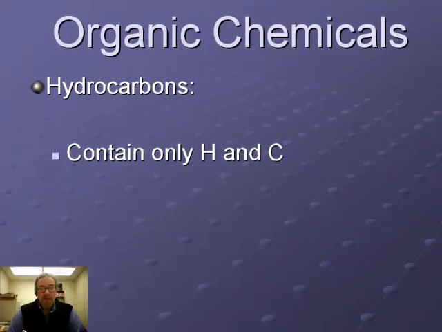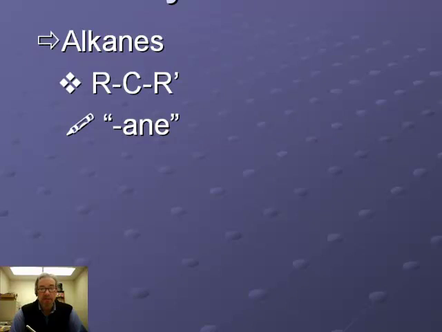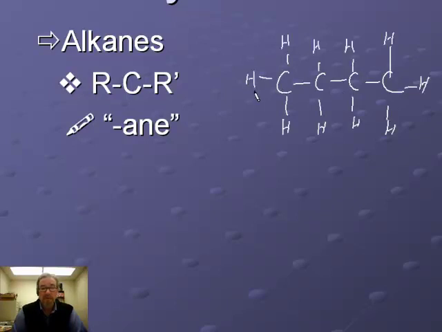We'll start out with the very simplest of all organic chemicals, and these are hydrocarbons. Hydrocarbons, like the name sort of implies, contain only carbon and hydrogen. The simplest of the hydrocarbons are alkanes. Alkanes are just a single bonded chain that contains only carbon and hydrogen. So something like this, with hydrogens at the end of all of these sticks, would be the example of an alkane.